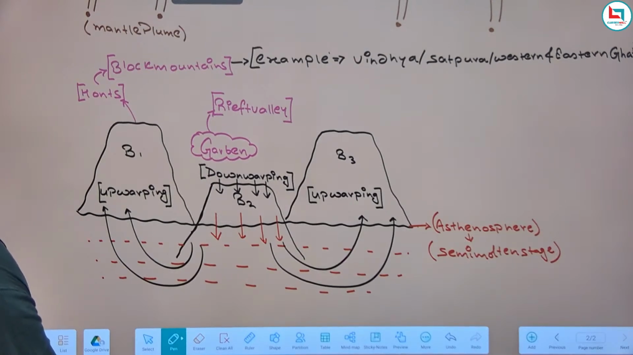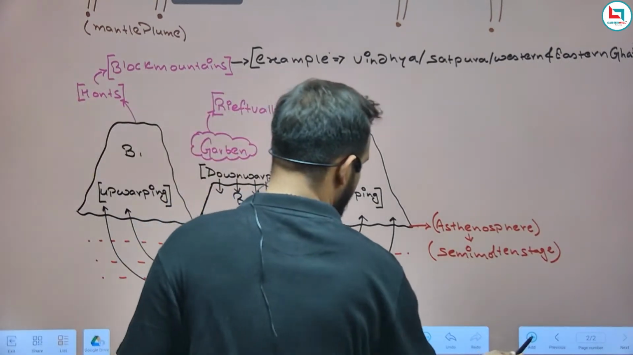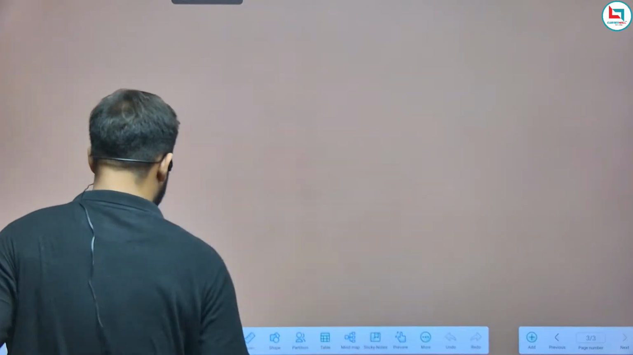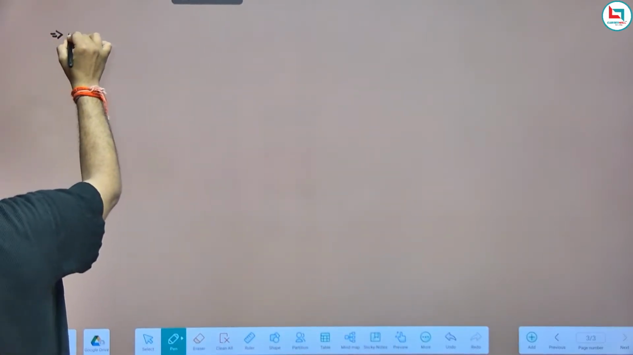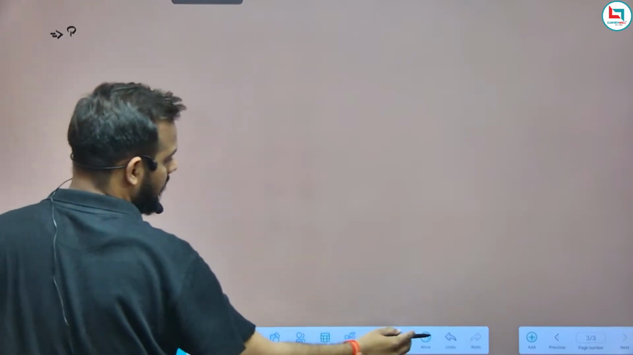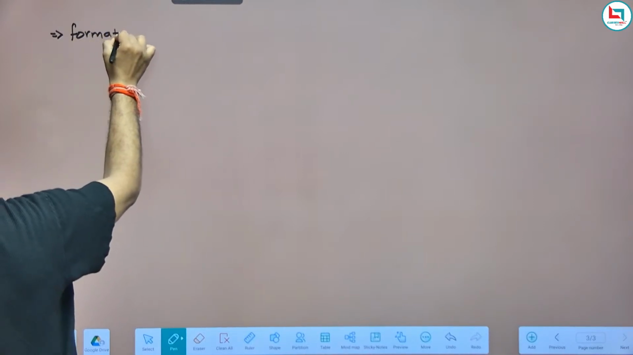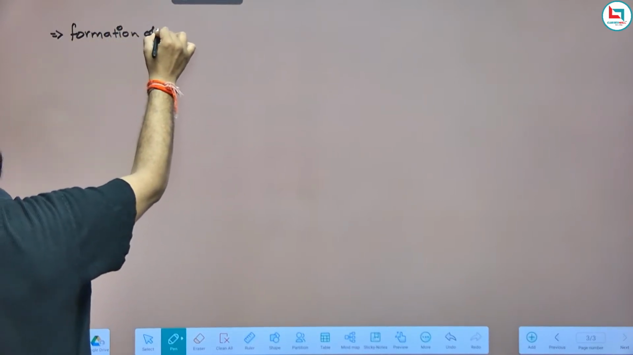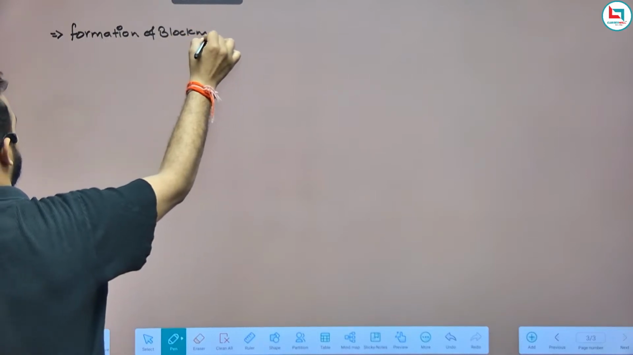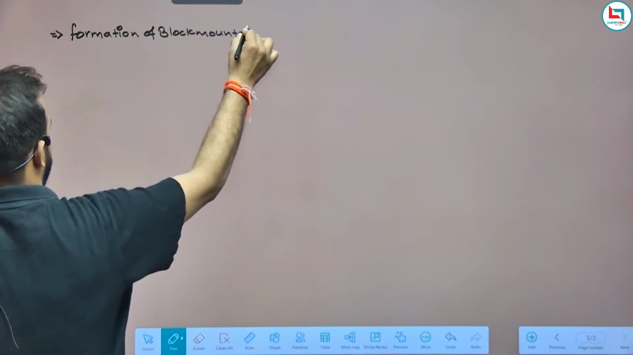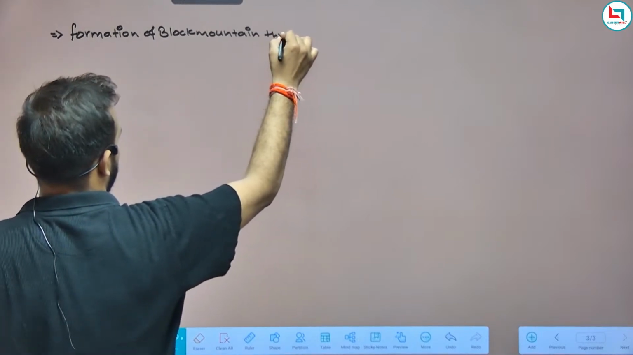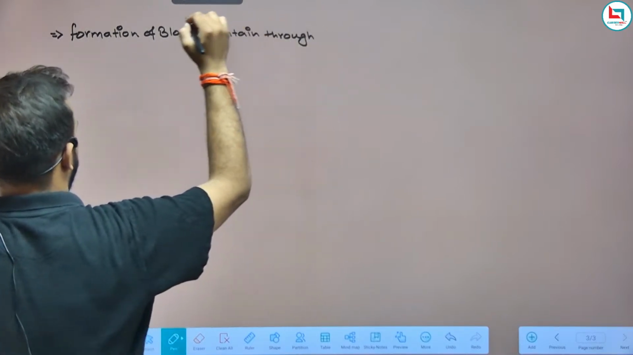Next thing. Let's talk about the next thing, that is the process of reverse faulting. Now we have to talk about the formation of block mountain by reverse faulting. Formation of block mountain through reverse faulting.